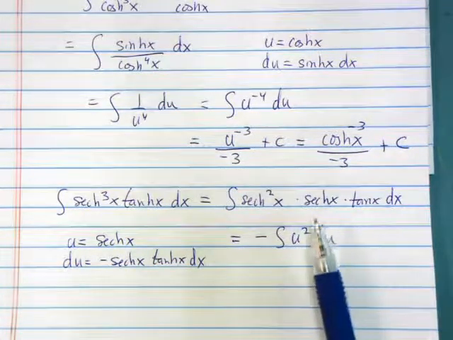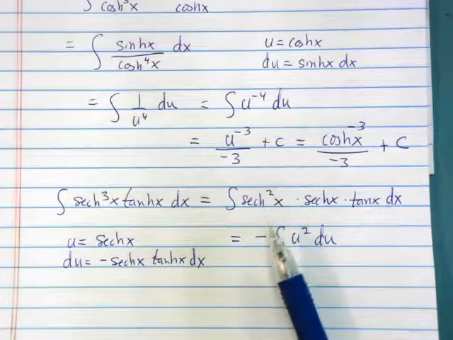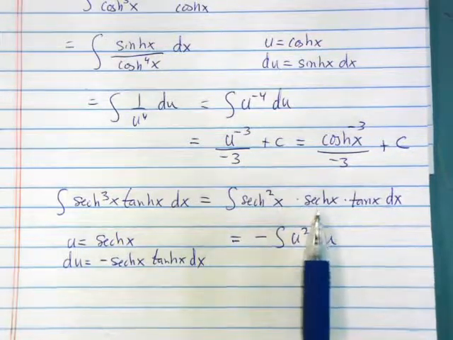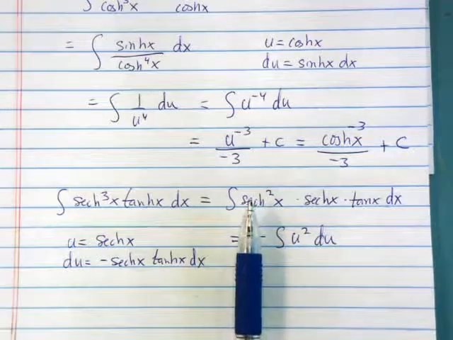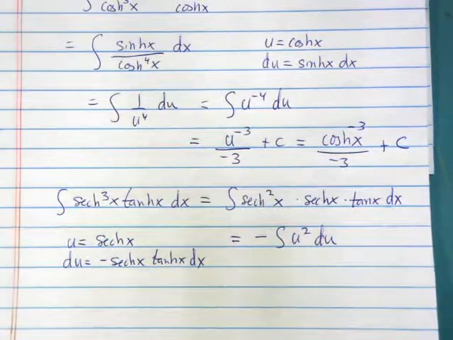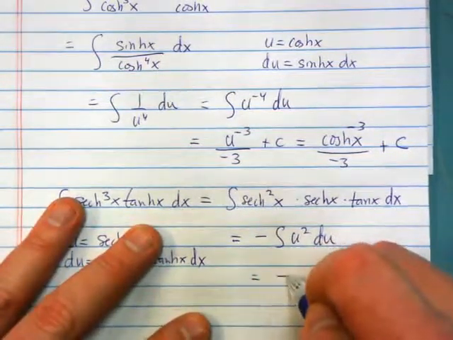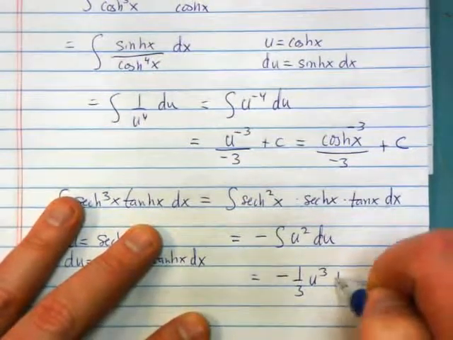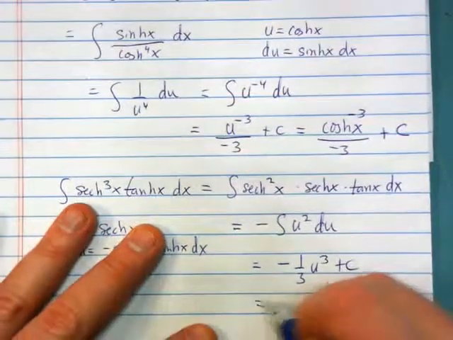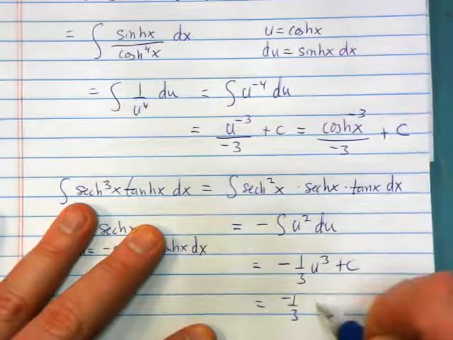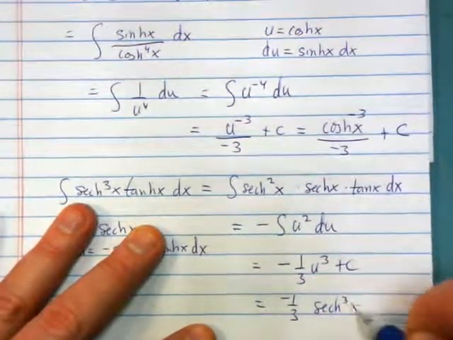Trick's a bad word, technique that we will learn. Look for being able to write a secant times tangent and let u be secant. That's a common technique. All right, so this becomes negative 1/3 u cubed plus c. And that's negative 1/3 hyperbolic secant cubed plus c.